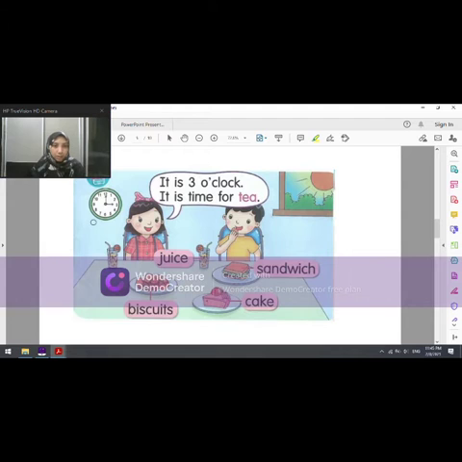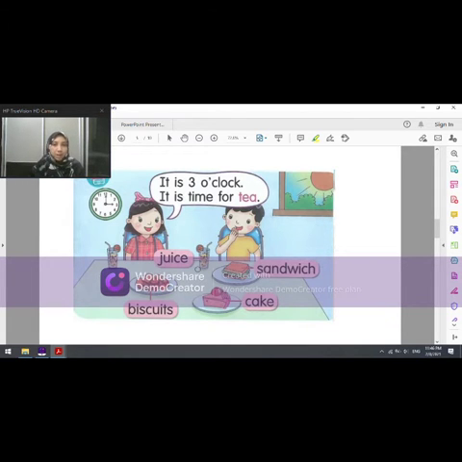We have the clock that is pointing to number 3 and also 12. It tells the time is 3 o'clock in the evening. Outside the window, the scenery is sunset. Matahari terbenam. Alright, so next look at the food that are on the table.